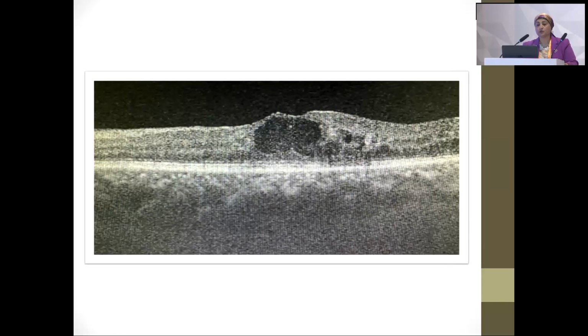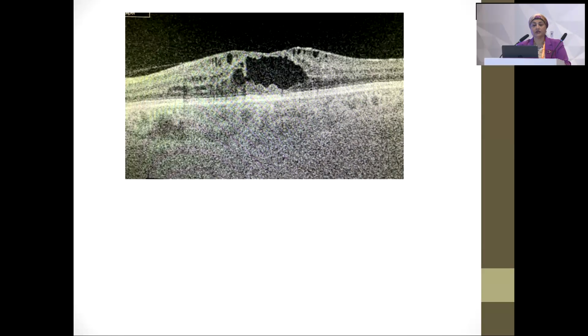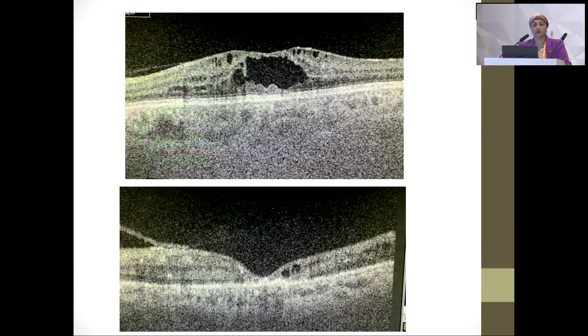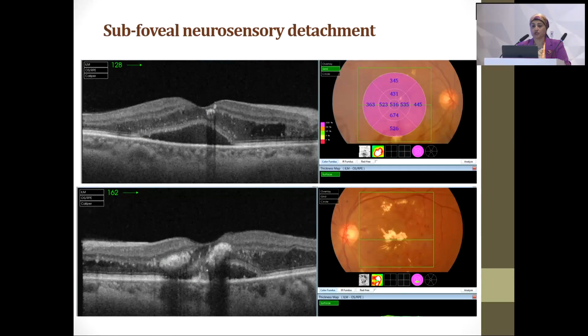And here is this moth-eaten appearance with the markedly thin inner retinal layer, and here are cystic spaces denoting ischemic changes. Even after treatment with intravitreal anti-VEGF, the retinal thickness improved, but the patient was left with an atrophic, markedly thin fovea, and no visual improvement actually in that patient. If there is a subfoveal neurosensory detachment, this carries a good prognosis with the treatment.